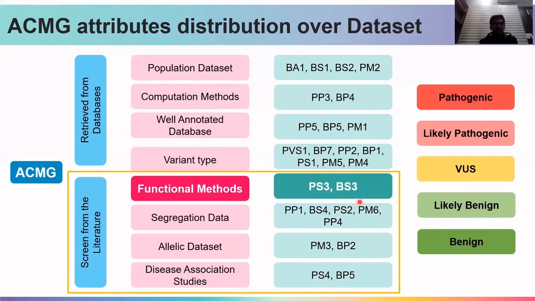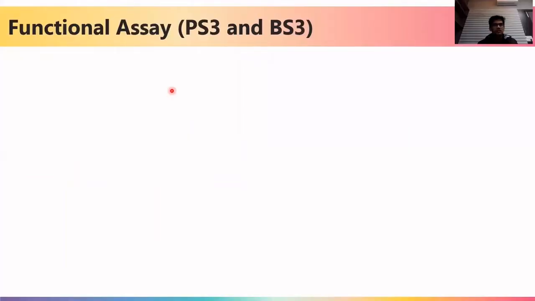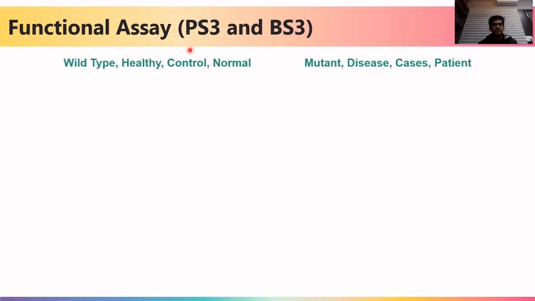So let's start with the functional methods, and we'll use PS3 and BS3 as attributes. If you look at the functional assay, there are 2 attributes provided by ACMG, that is PS3 and BS3. PS3 stands for pathogenic strong 3, while BS3 is for benign strong 3. Before going into much detail about what PS3 and BS3 are, let's get to some of the basic terminology that I use for the functional assay.